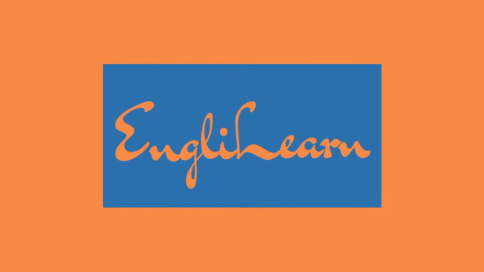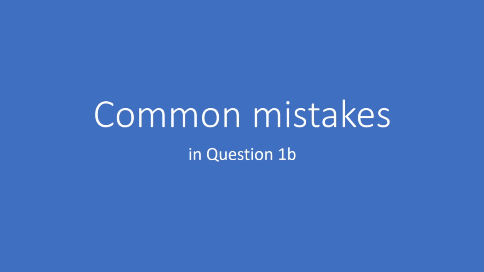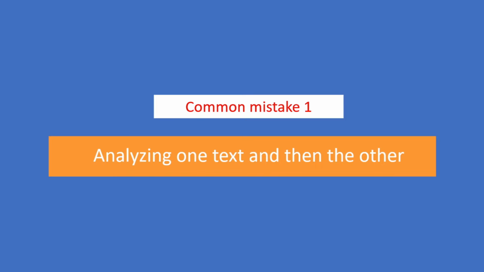Today we're discussing the most common mistakes students make when writing their comparative response in question 1b of paper 1. The first common mistake is that students analyze one text and then the other. They write several paragraphs about the text they've been given, analyzing it as they would in question 2, and then they analyze their own text in the same way. Many students think this is how you're supposed to do this task. But that is just not true.